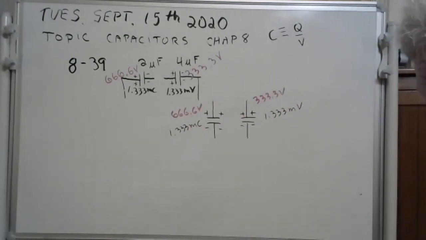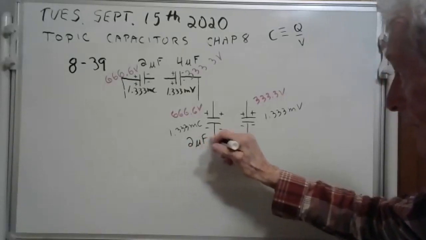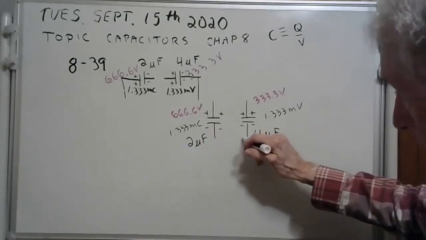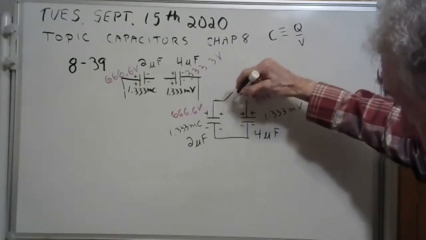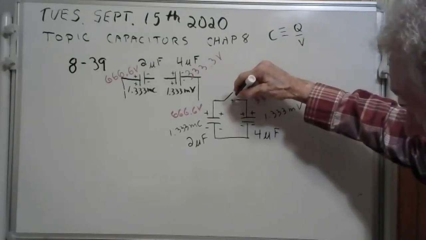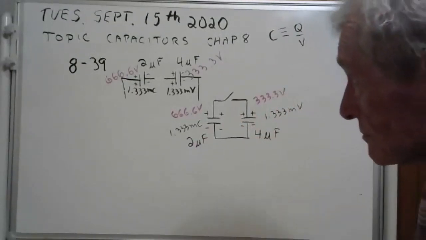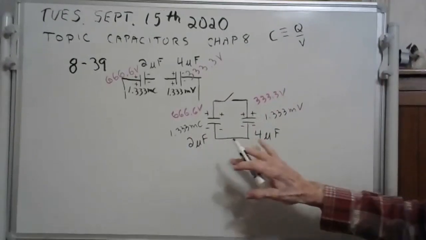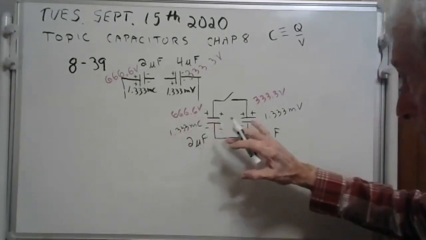And we know the capacitors. This one is the 2 microfarad. And this one is the 4 microfarad. And here's what we're going to do. We're going to connect these, and we'll put a switch right here. Now, when we throw that switch, right now, that's what we've got. Those charges haven't changed any. Of course, the capacitances are constants. They cannot change. The voltages are what we have there.